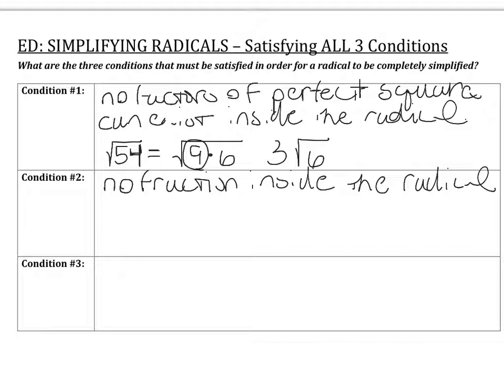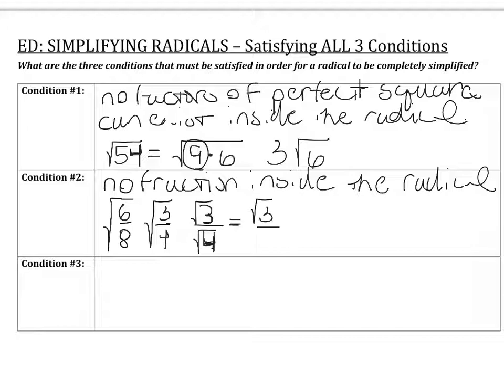So for example, suppose I have the square root of 6/8. Well, the first thing that I would want to do is reduce 6/8 to the square root of 3/4. And so it's still a fraction, so then you just split it up into the square root of 3 over the square root of 4. And then you would look at your radicals and say, okay, can I simplify the square root of 3? No. Can I simplify the square root of 4? Yes, the square root of 4 is 2. So this would end up becoming the square root of 3 over 2.